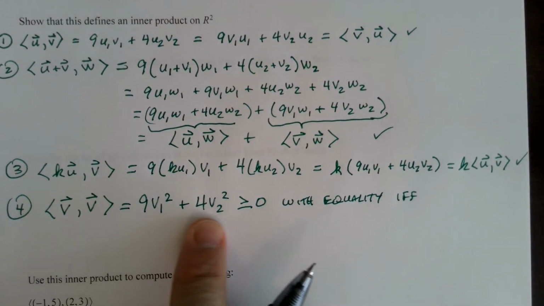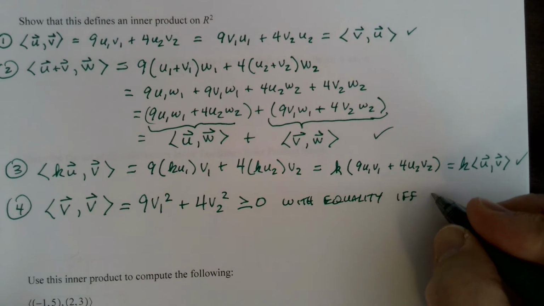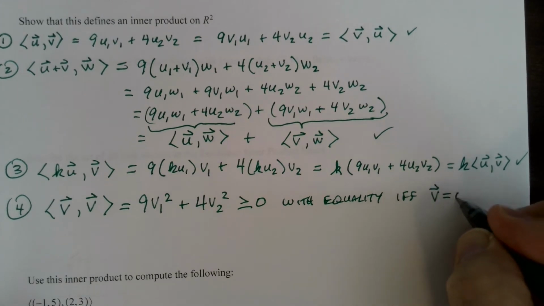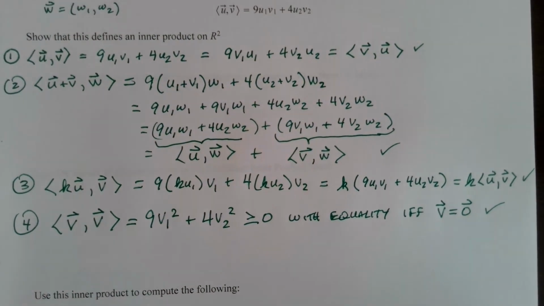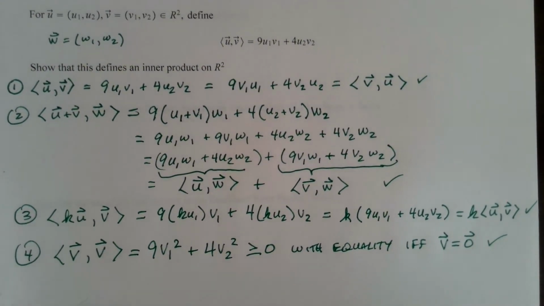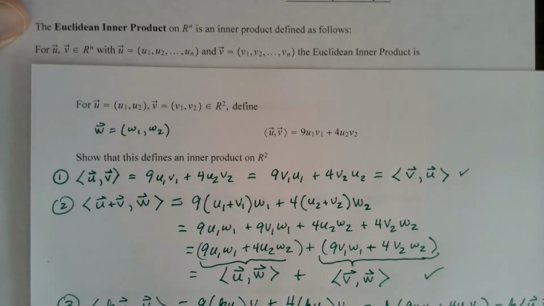The only way for this expression to be equal to 0 is if both v1 and v2 are 0, which would mean the vector v would have to be the 0 vector. And so there we have it. We have proved that this defines an inner product on 2-space. Okay. Now, what can we do with an inner product in 2-space?